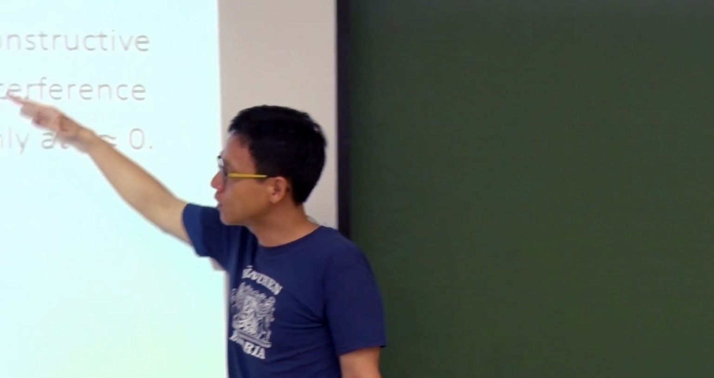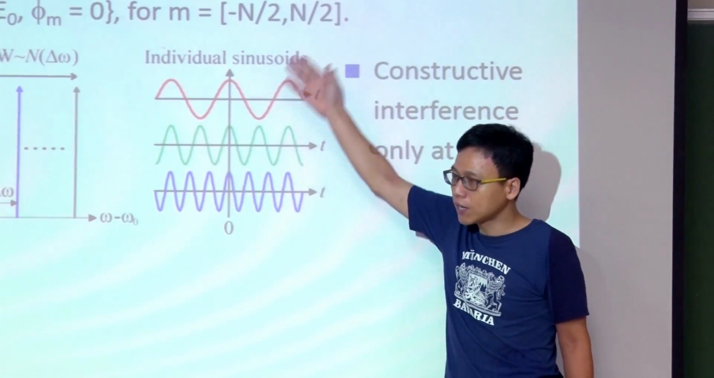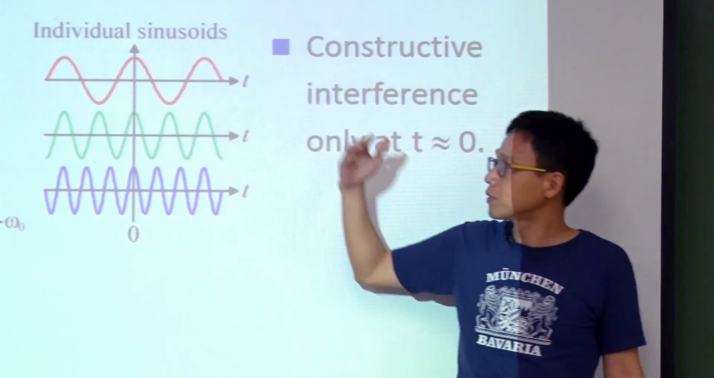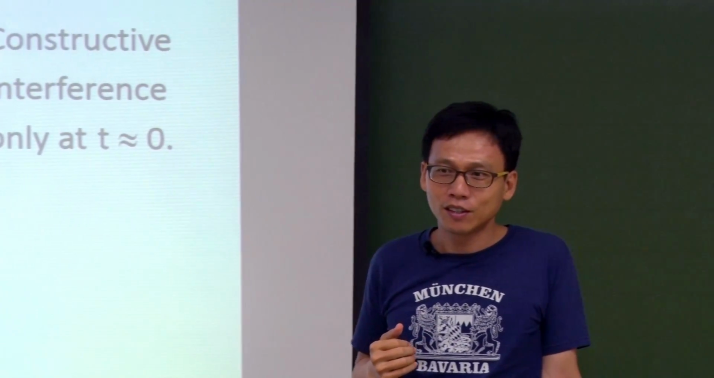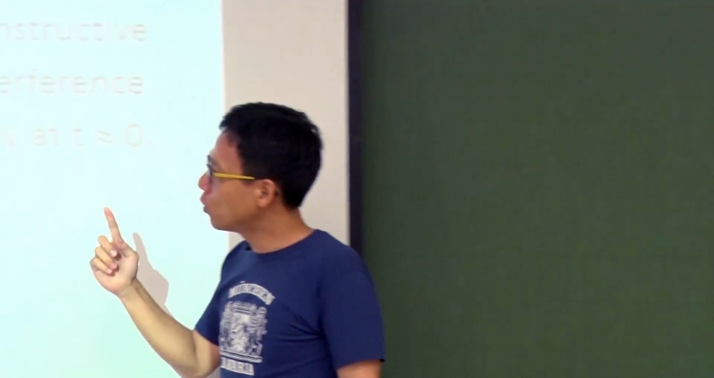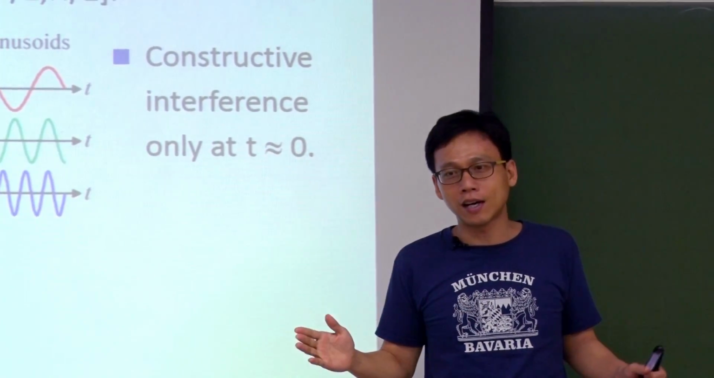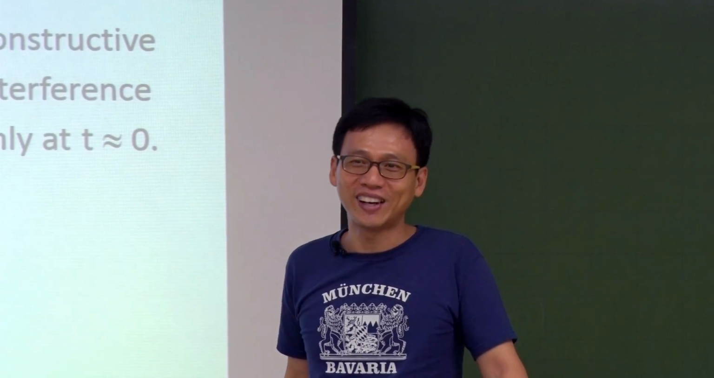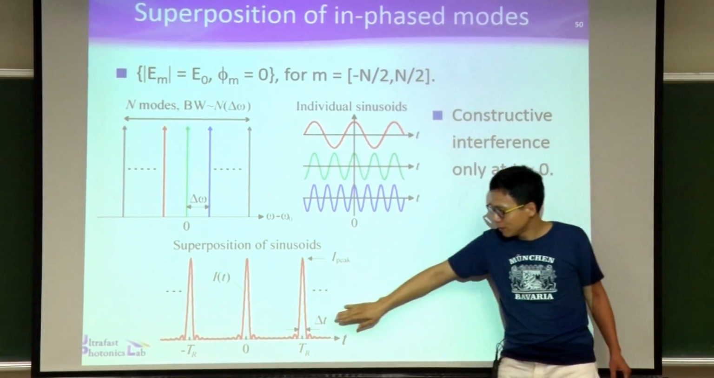And maybe these are just 3 of the big N modes. There are more, right? Maybe some of the other sinusoids will see negative values. So you have positive, you have negative. If you sum them together, you will get essentially 0. Right? So only t equals 0, you have constructive interference. Other than that, you might have 0, always. So you have a short pulse, right? That's the result in the time domain. You got short pulse.